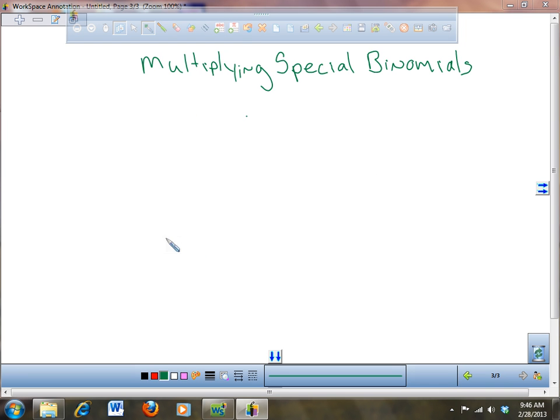So anyway, today we're going to learn about multiplying some special binomials. We learned about multiplying using the FOIL method, and this is basically giving you some shortcuts when you have some binomials that are special. For instance, say you want to multiply x plus 3 times x plus 3. We're going to FOIL that like we did before, or use the box method, however you choose.